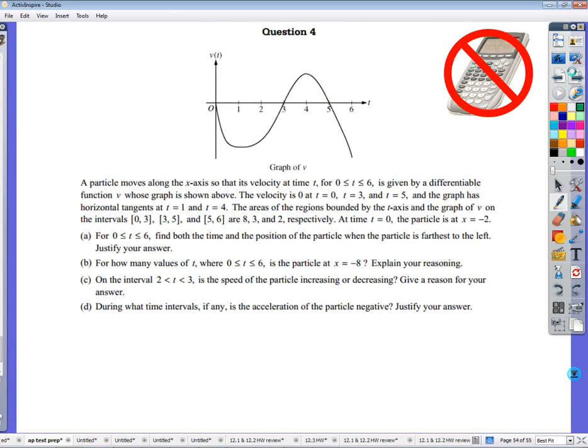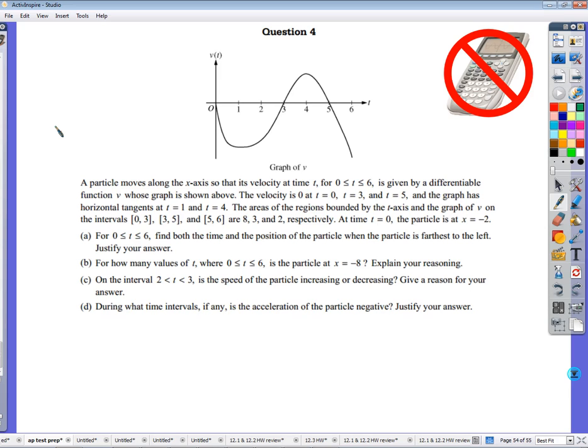Alright, it's the last one in our packet. A particle moves along the x-axis, so that its velocity is given by a differentiable function v, whose graph is shown above. So this graph tells us what about the particle? Speed is velocity, but speed has no positive or negative. So right off the bat, if this function tells us the velocity, what if they ask us about its position at any time? We have to look at the antiderivative.